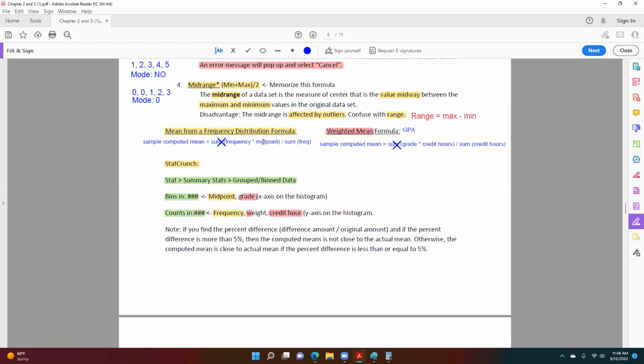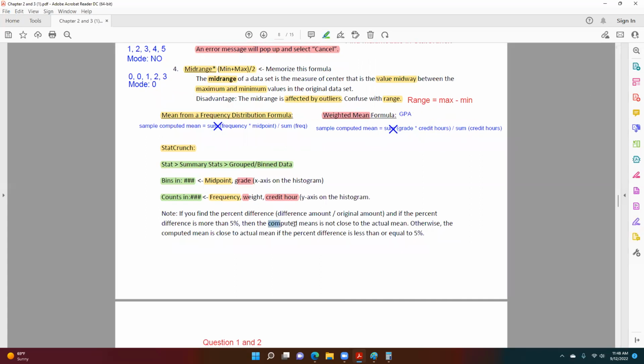That's why we take the midpoints here. So don't forget, we do need to take midpoints. Usually, if you did the computed mean and you want to figure out whether it is close to the actual mean, you need to find the percent difference. How do you find the percent difference? You take the difference amount over your original amount.